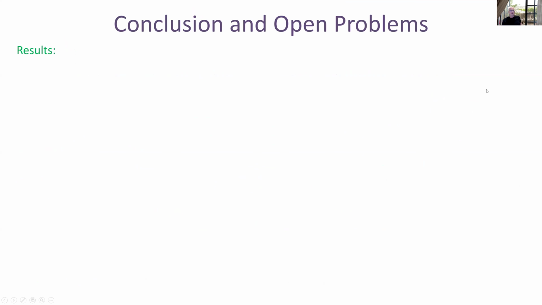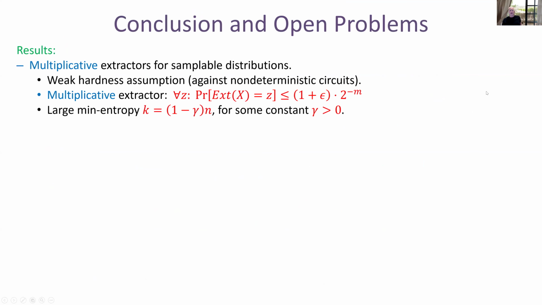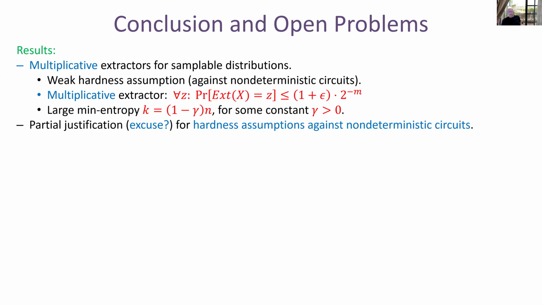And let me conclude. So what did I tell you about? The result is multiplicative extractors for samplable distributions. We use a weak hardness assumption against non-deterministic circuits. A multiplicative extractor is an extractor where the probability that the extractor outputs a fixed string is less than 1 plus epsilon times 2 to the minus m. And as is the case in the previous works, we only get extractors for large min-entropy.